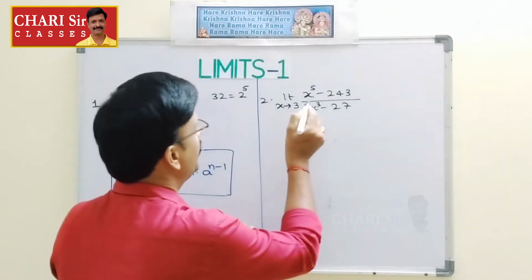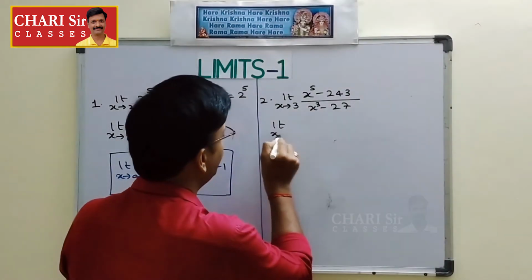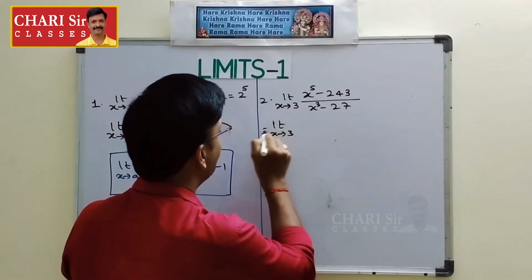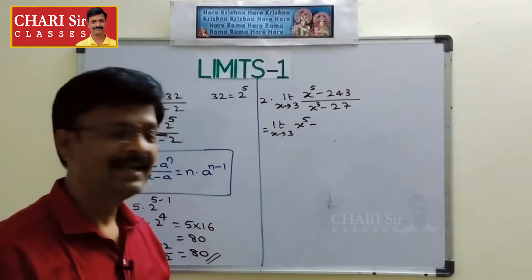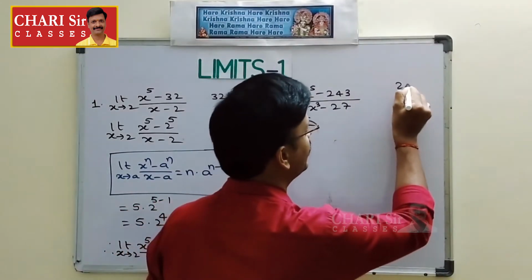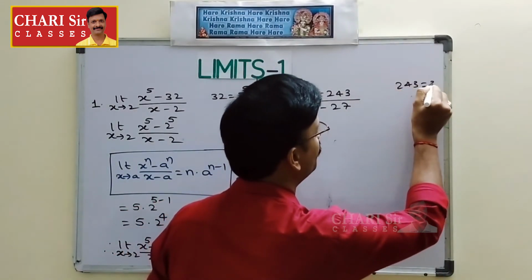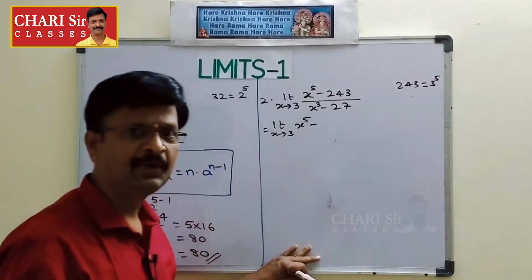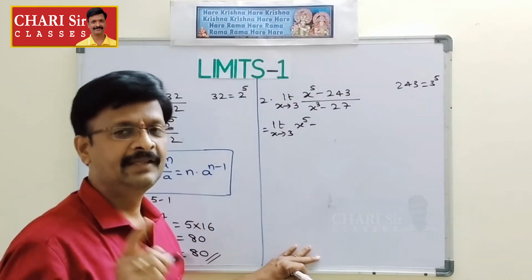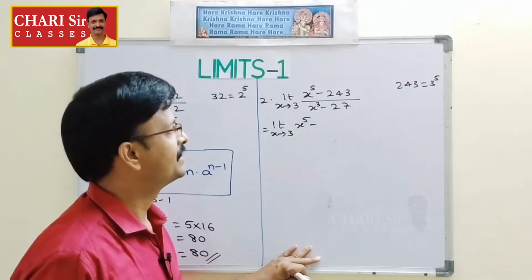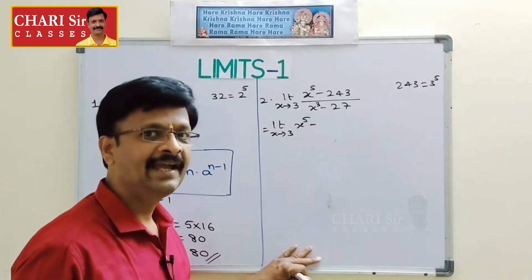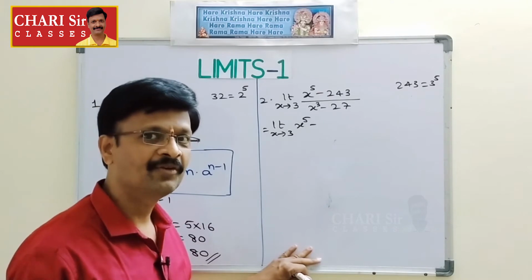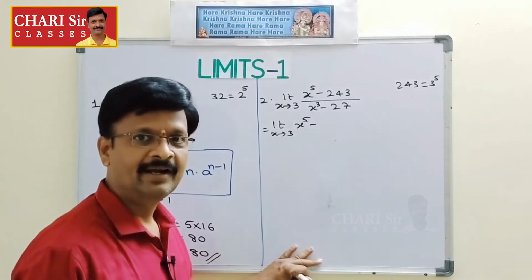This question here, limit x tends to 3, (x to the power of 5 minus 243) is given. This 243 can be written as 3 to the power of 5: 3 into 3 into 3 into 3 into 3. 3 is multiplying itself 5 times, then you get 243. Because 3 power 1 is 3, 3 power 2 is 9, 3 power 3 is 27, 3 power 4 is 81, 3 power 5 is 243.